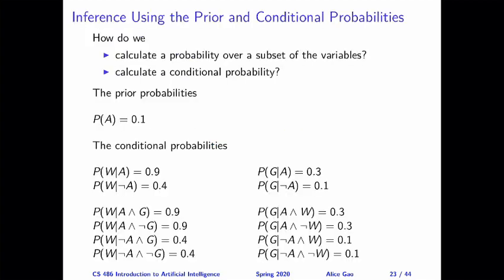Here's an example of some prior and conditional probabilities we can use to describe our home scenario. Remember, we've simplified it so that we're only thinking about three variables: alarm, Watson, and Gibbon. These numbers are carefully constructed with the underlying model in mind, but you might not be able to see it yet. We will talk more about it when I introduce Bayesian networks. The kind of tasks we are going to do with these probabilities are the same. So we are still wondering, how do we calculate a probability over a subset of variables, and then how do we calculate a conditional probability? The first one, the chain rule, is going to be useful, and for the second one, the Bayes rule is going to be useful.